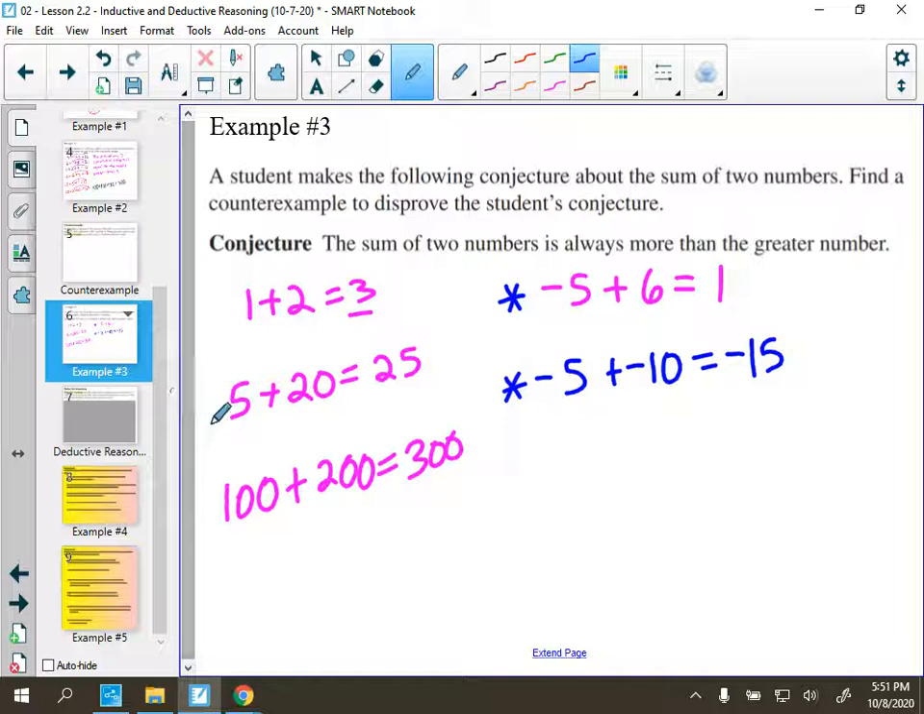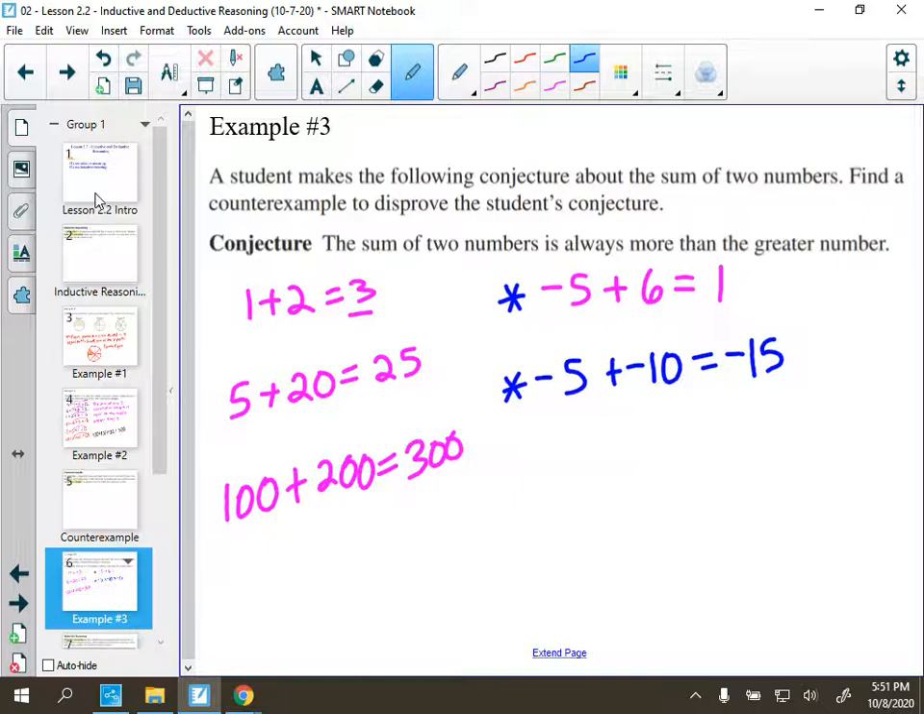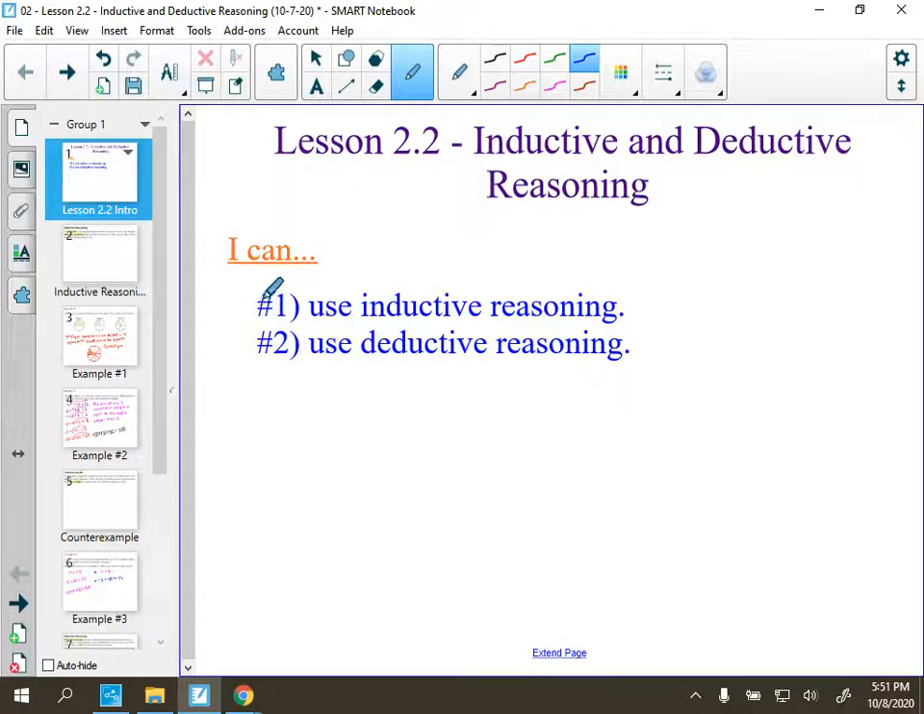That's pretty much the extent of what we'll do with inductive reasoning, so looking for patterns. I'll ask you to make some conjectures, test conjectures, and if possible, find a counterexample to show that a conjecture is false. That takes us through, not too bad, the first half of the lesson here as far as using inductive reasoning.